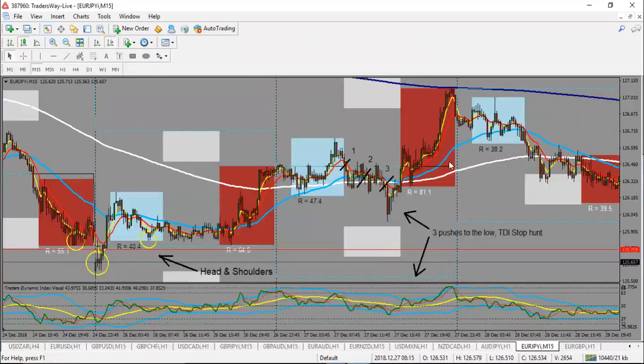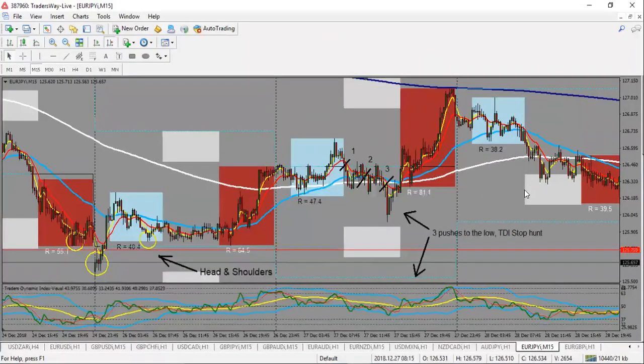Guys, once you start seeing this on your charts as well, it's going to start opening up a lot of different things. And you're going to start seeing Forex in the proper way that you should be seeing it.